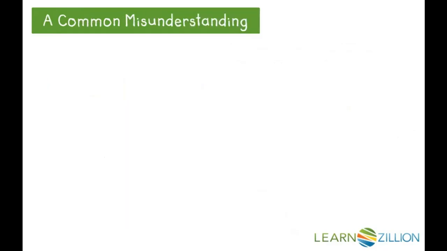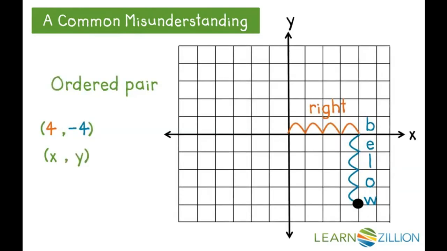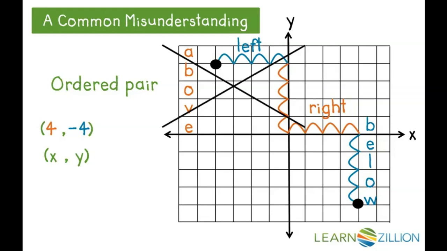A common misunderstanding often occurs when plotting an ordered pair. Let's look at the point we just plotted, positive 4 and -4. Some students will look at the first number and follow the y-axis first, and the x-axis second. Notice how this leads to a completely different location on the coordinate plane, which is actually incorrect. Make sure you always move on the x-axis first and the y-axis second.